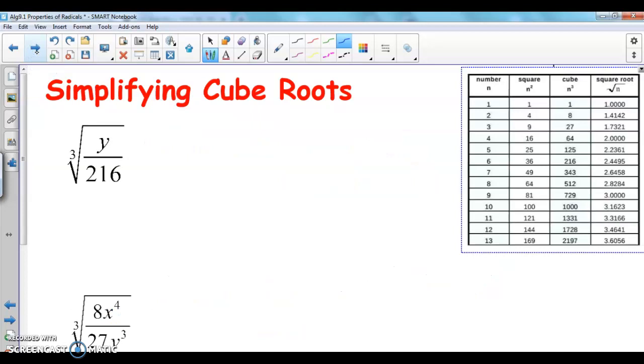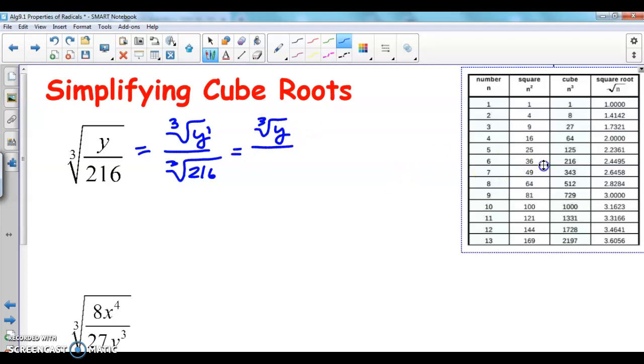Here we go. This time, we're going to look at quotients of cube roots. So, let's break it down again. Cube root of the numerator over the cube root of the denominator. There we go. So, well, the exponent here is 1, which is less than the index, so that means we're just going to bring it down.